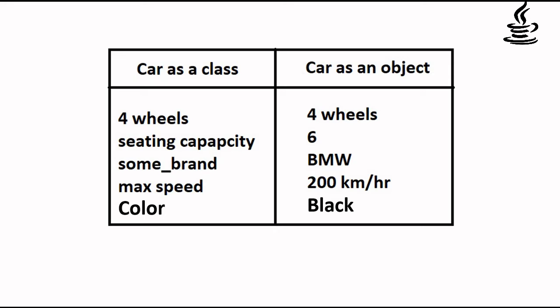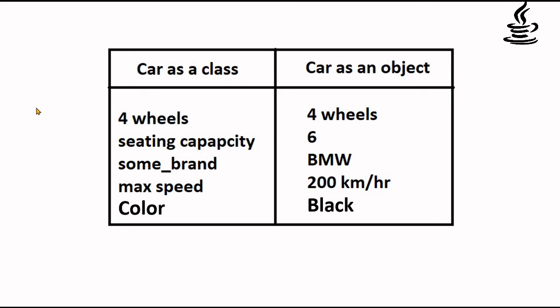But when we take car as an object, all of these attributes or properties have specific values. For example, take a specific model of a BMW car. It has four wheels, the seating capacity is 6, its brand is BMW, its maximum speed is 200 km/h, and its color is black. So this BMW is an instance of the class car, because the specific values of the attributes of the car class are defined within this object.